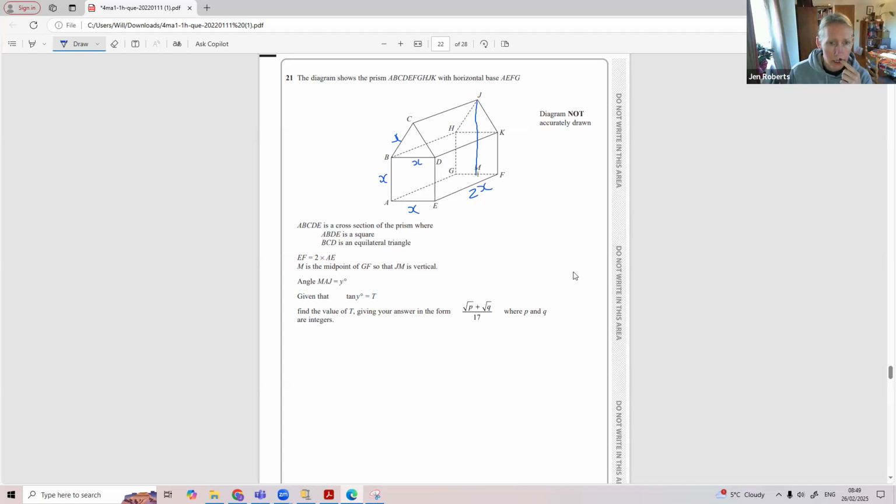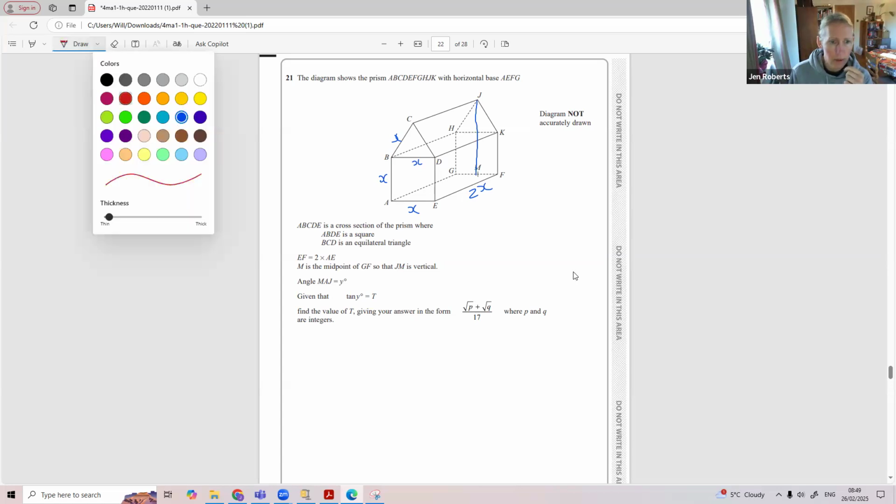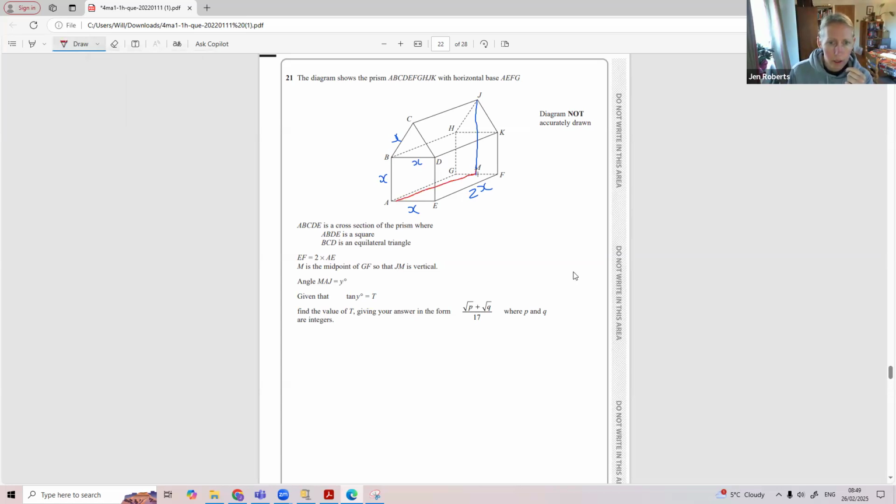Angle MAJ. Let's do that in a slightly different colour. MAJ. I'm thinking 3D, Pythag, SOHCAHTOA perhaps. Oh, look, we've got a nice right angle triangle there is Y. Given that tan Y equals T, find the value of T. Not an easy question at all. First point to note, the tan of an angle is opposite over adjacent. So that T is really just, even though it's written in a really complicated way, it's just asking for you the opposite over adjacent. That's the opposite, that's the adjacent.